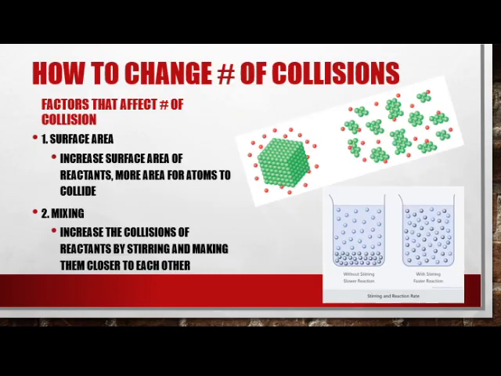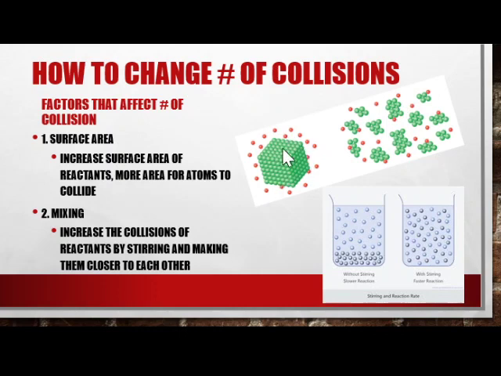All right, how do we change the number of collisions? How can we increase them? Because that's really our goal here, to increase the number of collisions so we get the chemical reaction to occur. Well, the first one we'll talk about is surface area. You can see right here a difference of surface area. If we increase the surface area of the reactants, there's more area for those atoms to come in and collide.